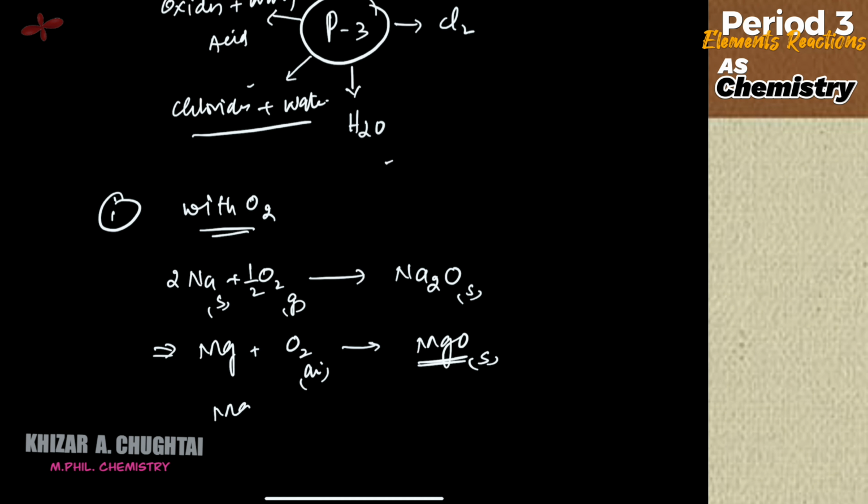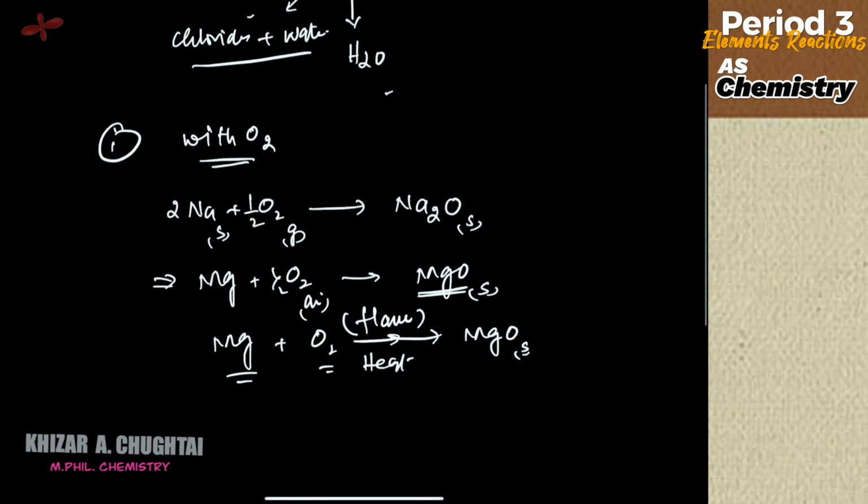But when magnesium is heated with oxygen, so if I heat this magnesium ribbon in the presence of oxygen, then yes, it burns with a bright white flame and there is the formation of MgO. So in the case of heating, magnesium burns vigorously with a bright white flame.